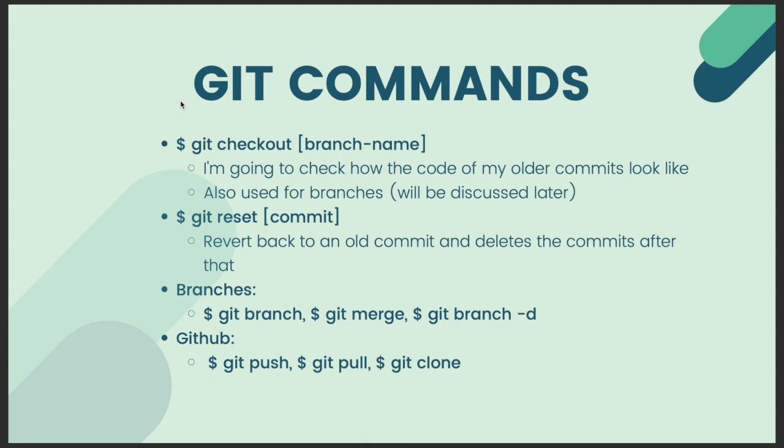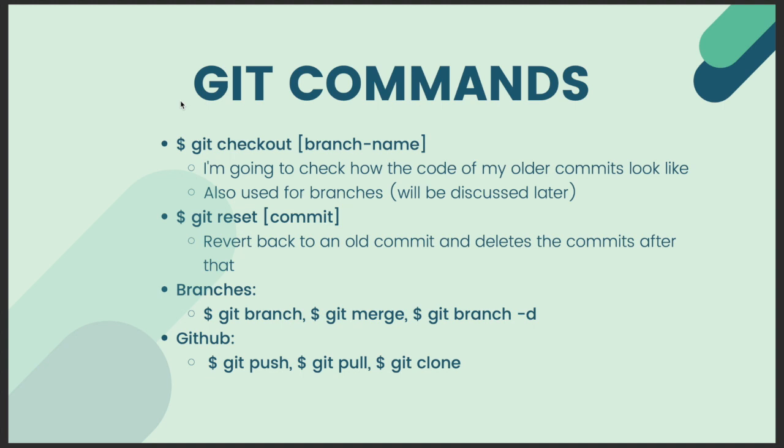Then git checkout. So from the git log, you can see unique IDs per commit. And you can just put the ID in the checkout in the branch name here. So git checkout the ID, and you'll eventually revert back to that specific time of when that code was committed.